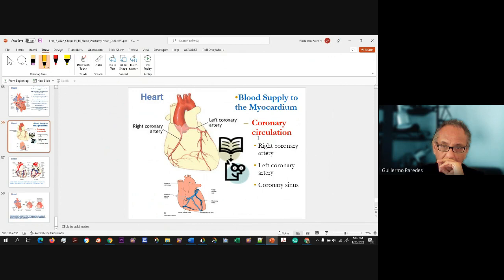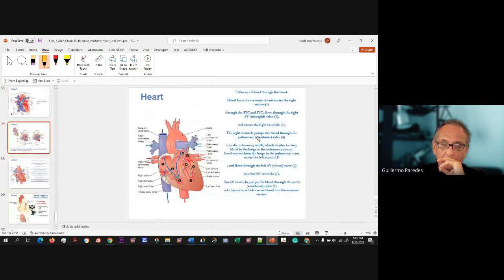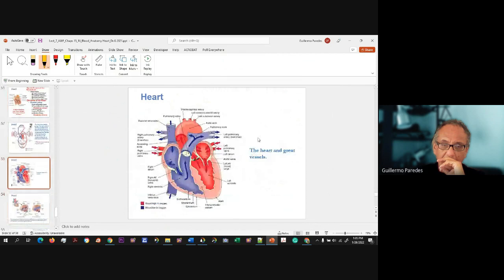Okay. So now, this coronary artery, I want a big picture. It's not a big picture. Okay, so I cannot miss time. Okay, there you are. This is the best we got.